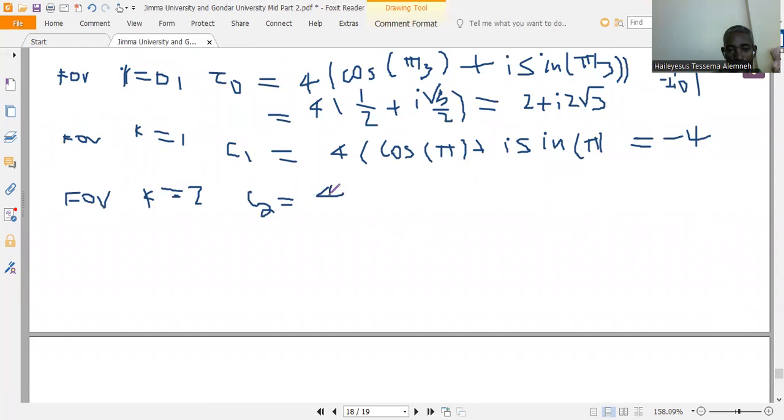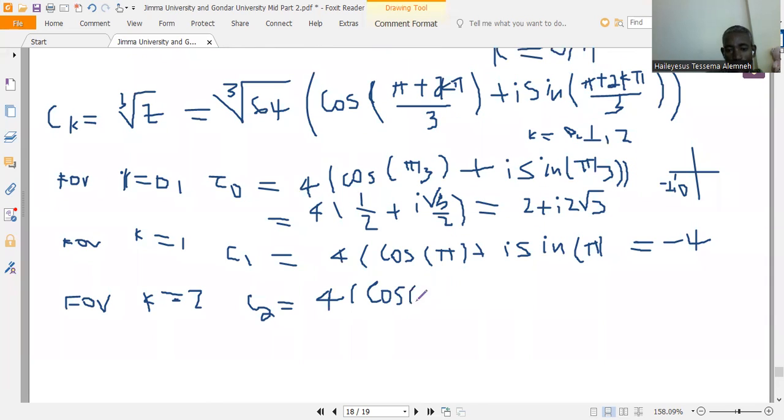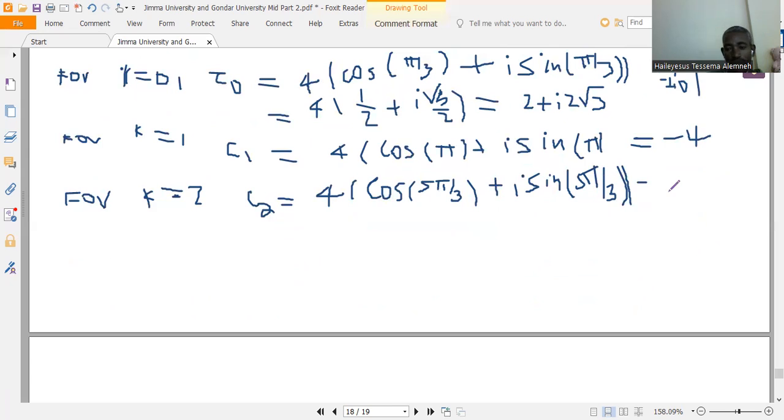4 times cos of what? 2 pi plus 4 pi which is 5 pi over 3, plus I times sin 5 pi over 3. Which is what's 5 pi over 3?